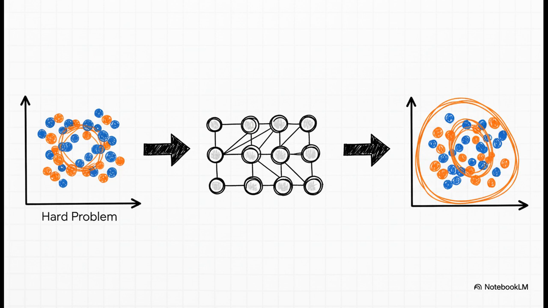By connecting neurons together in layers, the network can learn to draw incredibly complex, curvy, nonlinear shapes. The first layer might learn to see simple things, like edges. The next layer combines those edges into shapes, and the next layer combines those shapes into objects, and so on, until it can recognize incredibly complex patterns.